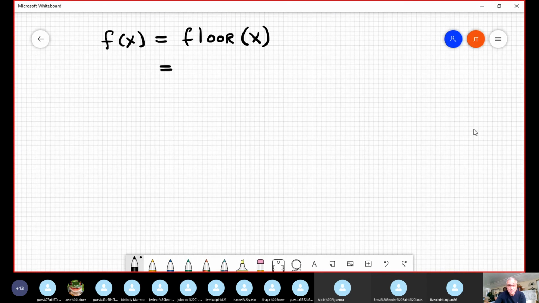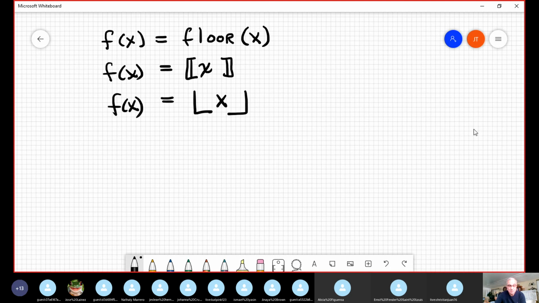Another symbol is something like a double bracket. And another symbol is something like that. And another symbol that you see in the book is using int, integer. It's like an integer. Let me explain the idea behind that function, because it's a little bit weird.